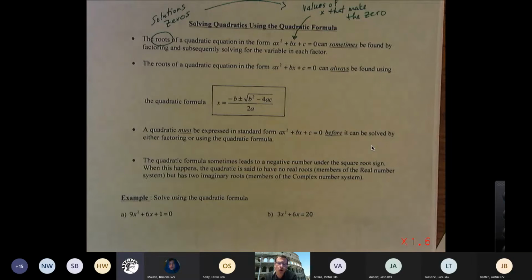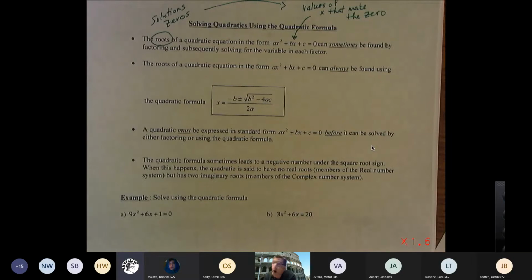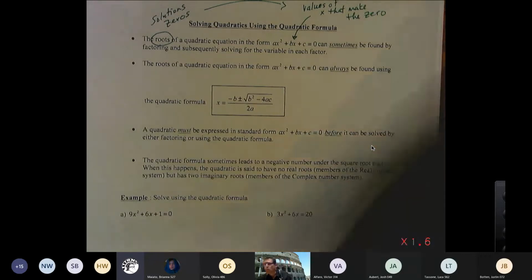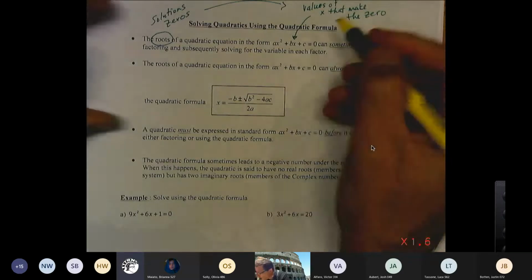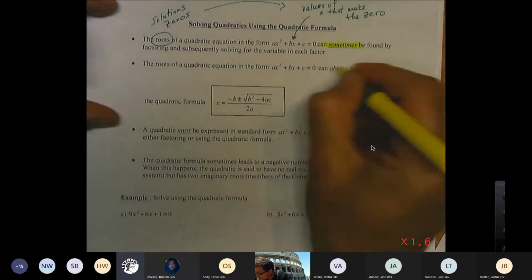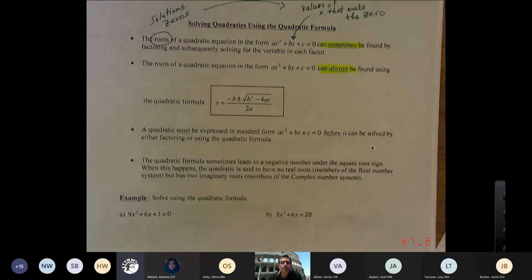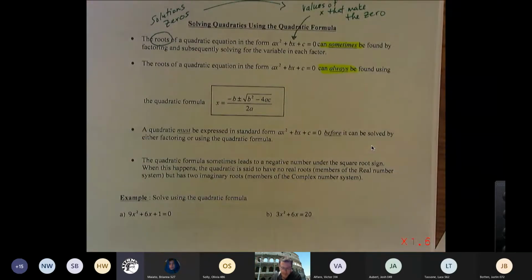Sometimes. Now, I've given you a whole bunch of homework to do. That's all factoring, and all of them factor. But the truth is, only sometimes will factoring work. The roots of a quadratic equation in the form ax squared plus bx plus c equals 0 can always, not sometimes, always be found using the quadratic formula. So the quadratic formula works for all trinomials, whereas factoring works for only some.